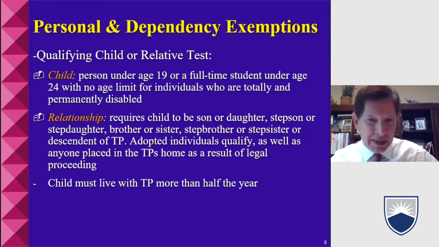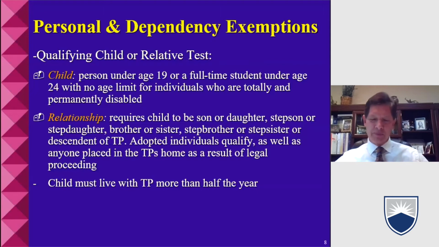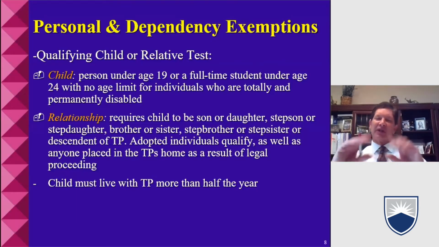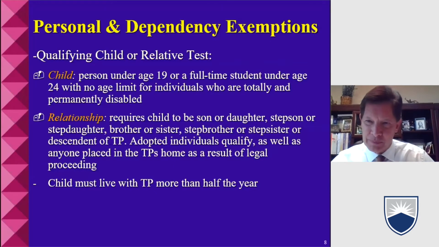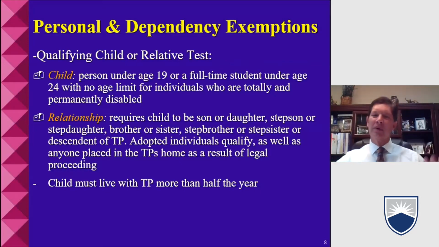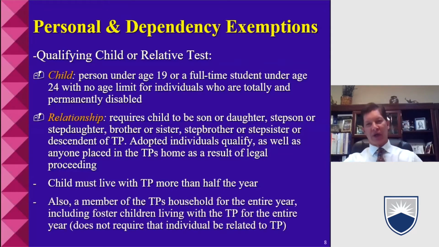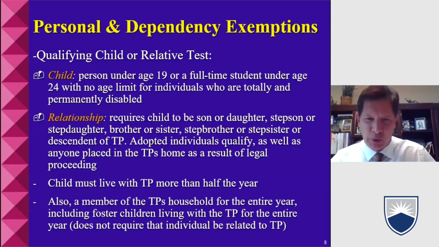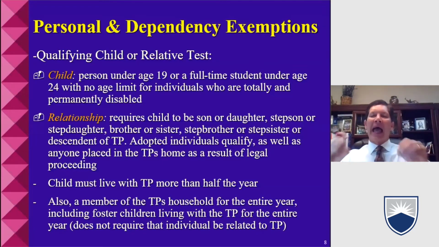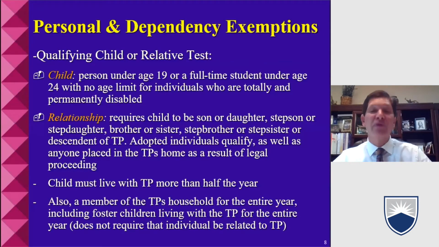So your 28-year-old son or daughter who is totally and permanently disabled and lives at home, not going to be an issue. But the million-dollar question is, what if they live in a group home? What if they live in a home outside of your home? And we'll talk about that in a second. Also, even for an unrelated individual, if they're a member of your household for the entire year, even if they're a foster child, unrelated individual, they can still qualify as your dependent.